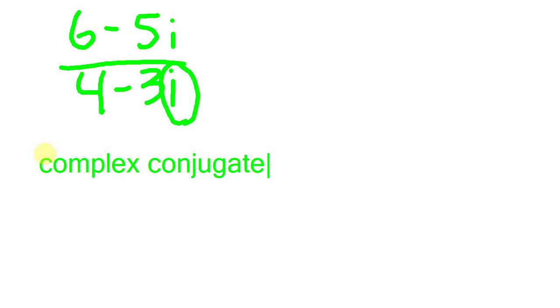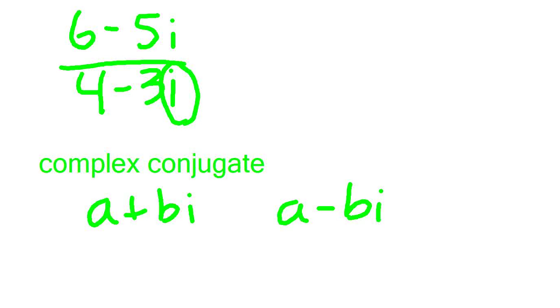And what is the complex conjugate? Well, it's a complex number. Let's say you're given a + bi. What would its complex conjugate be? It would be a - bi. You simply find the opposite of the imaginary part. And similarly, if you're given a - bi, its complex conjugate would be a + bi. They're complex conjugates of each other.